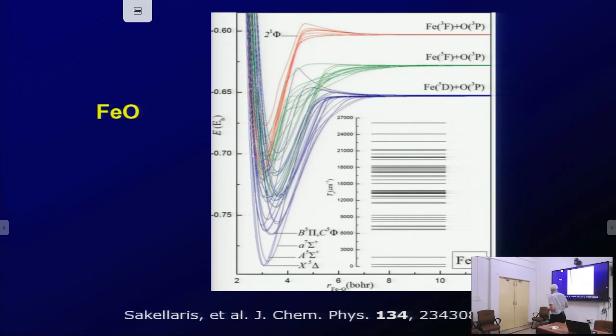So I warned you about iron oxide. I reckon there are 54 states there. I think 2 of them have been observed experimentally. We regularly have people asking us to do a line list for this. It's completely impossible for us to do anything which I'd have any trust in whatsoever.